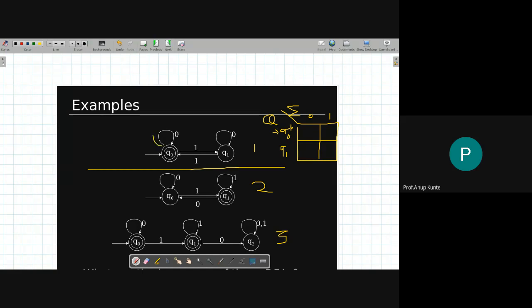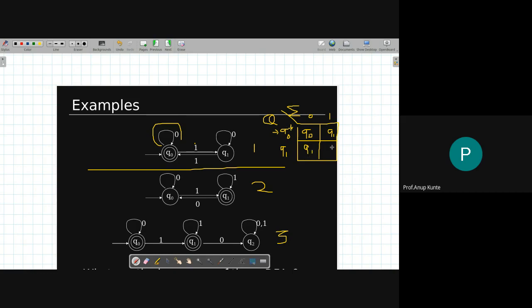When I see an input 0, I follow this transition. So I still remain in Q0. I just put that value inside the table. Okay, so I am in Q0 after I see an input 0. When I see an input 1 and I'm in Q0, I follow this transition to reach Q1. When you are in Q1 and you see an input 0, it's a self loop.